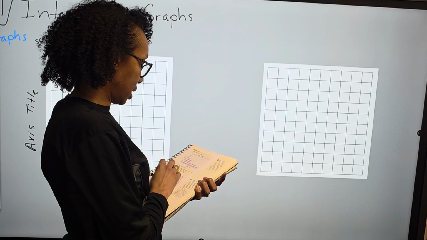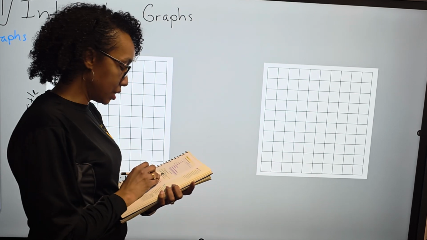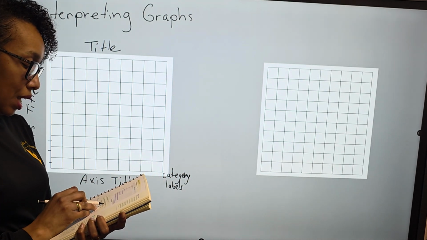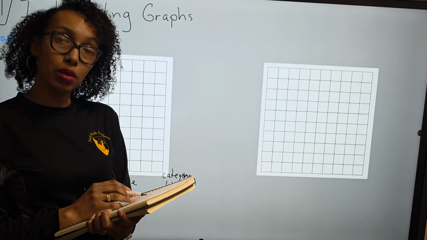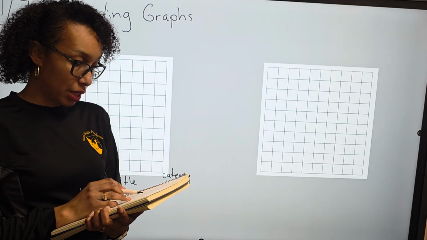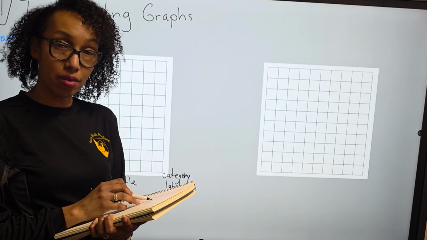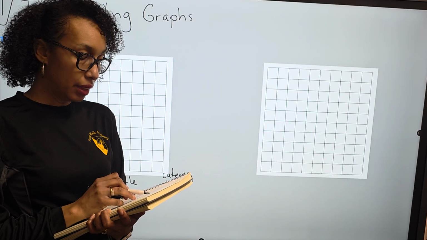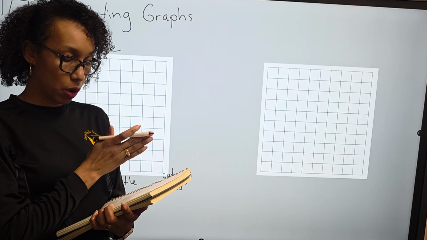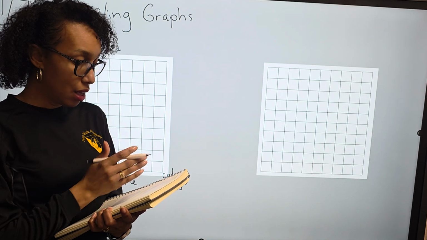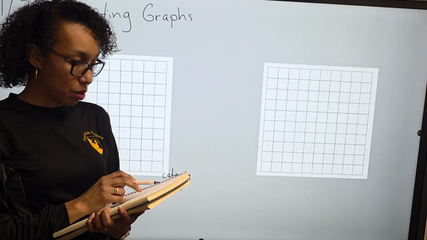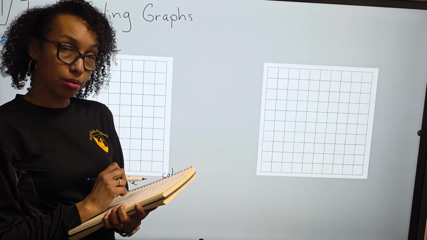The next question says, which planets are less than 40,000 kilometers in diameter? So to find out which ones are less than 40,000, we're going to go to 40 on the graph and see which ones are shorter or didn't touch that line. And we can see that there's Mercury, Mars, Venus, and Earth.